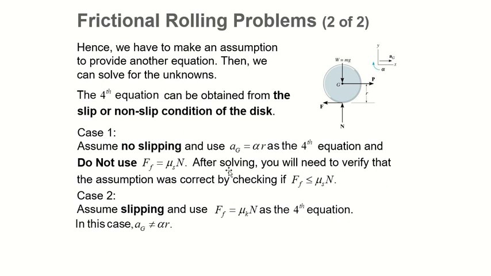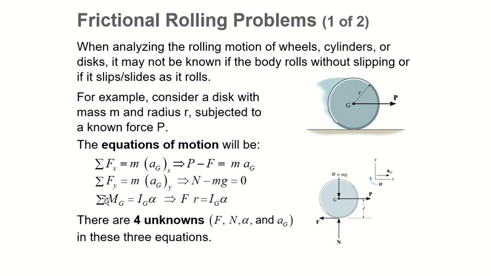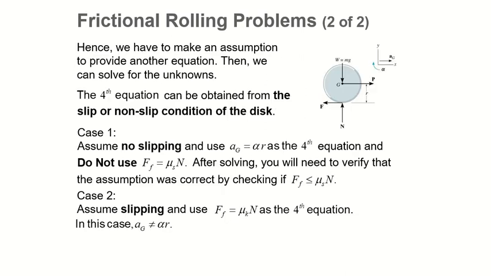First assumption: no slipping. So your AG, the acceleration at G, is defined by your distance and your angular acceleration. You can write it with our fourth equation. And of course the friction is always mu s times your normal force, because the normal force is always acting this way, so the friction constant times the normal force is the resisting force for that applied force. That's what we're doing here.